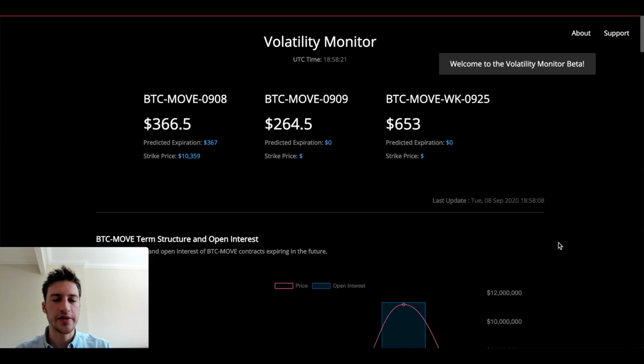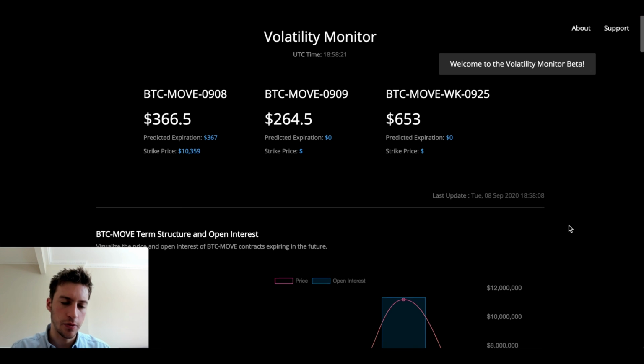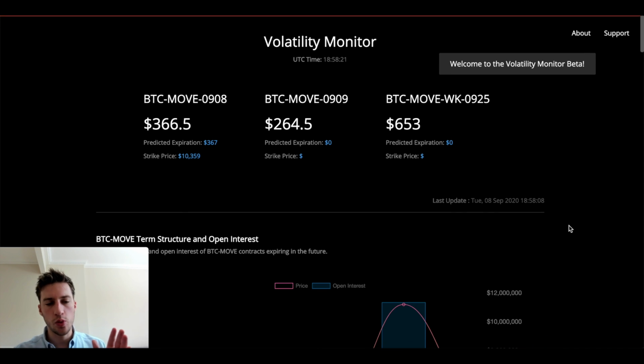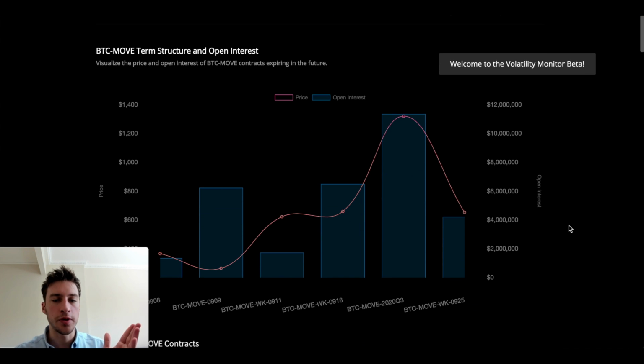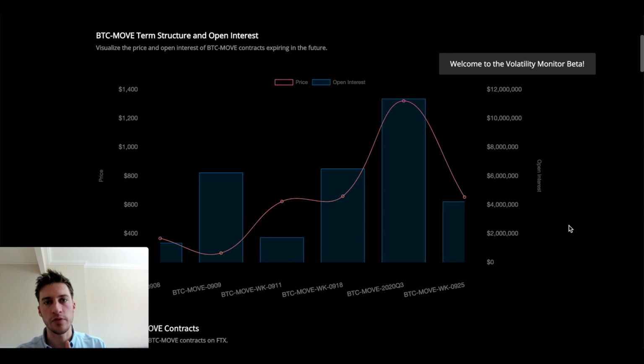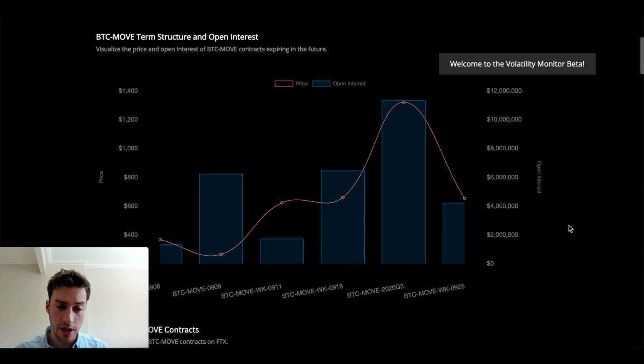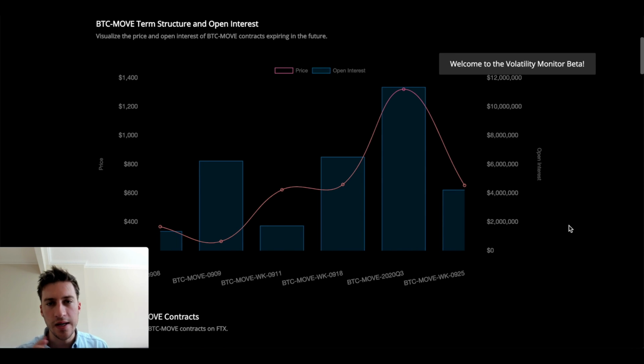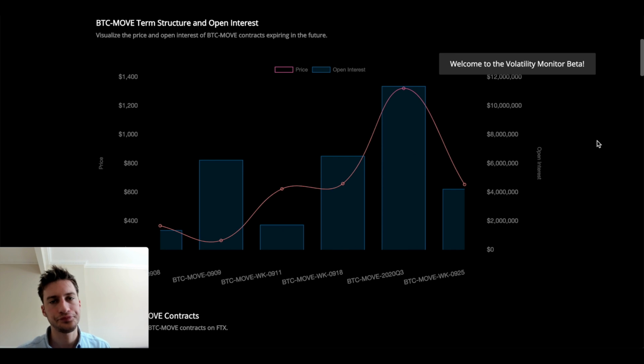Okay traders, let's dive into the volatility and MOVE contract monitor. I'm going to start this off with looking at the open interest structure of these MOVE contracts. Now there's a pattern here that I want you guys to notice. I'm not going to say it right away, but I want you guys to guess. What do you see with open interest here in contracts?